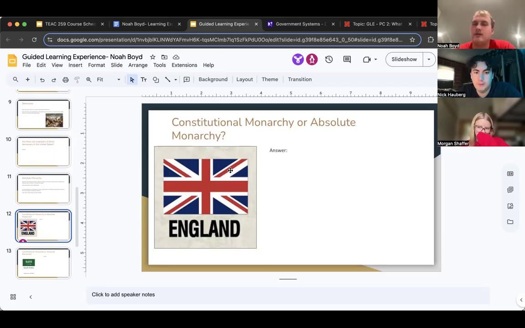Most constitutional monarchies are going to be in Europe. A lot of Europe is going to have constitutional monarchies where they're going to have democracy, but they're still going to have the monarchies as a sign of tradition, but they're not going to hold any real political power, just mostly influence over the people indirectly.